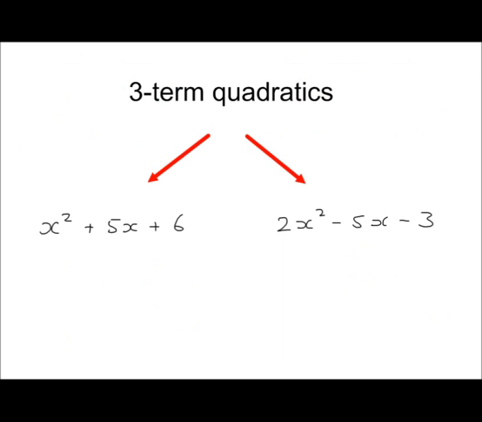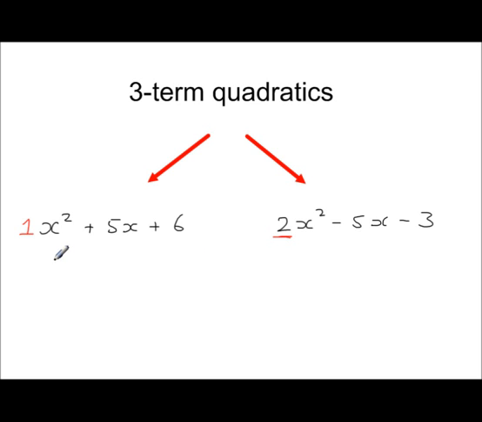Factorizing 3-term quadratics. Well, there's 2 different types here. You've got this 3-term quadratic where the coefficient of x squared, so the number that x squared is multiplied by, is 1. So that has its own method, and that's simple. And then you've got those where the coefficient of x squared is not equal to 1. And this has its own method for factorizing, a slightly longer method than this. But they're not difficult, these are simple to factorize.